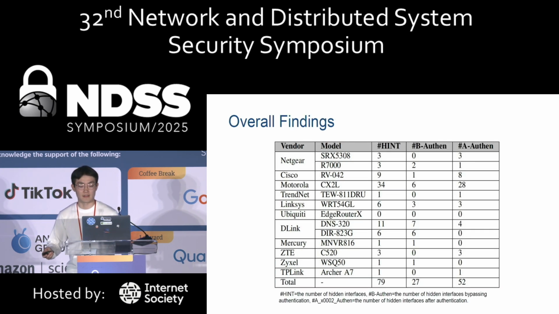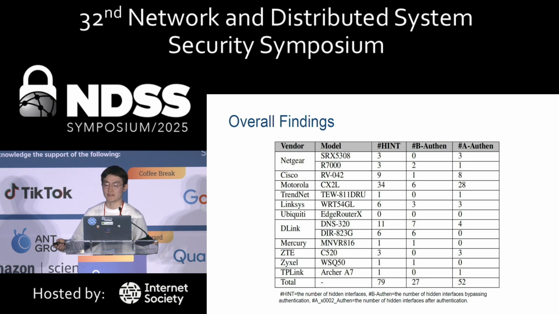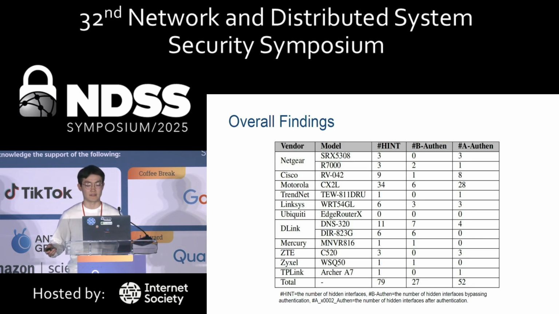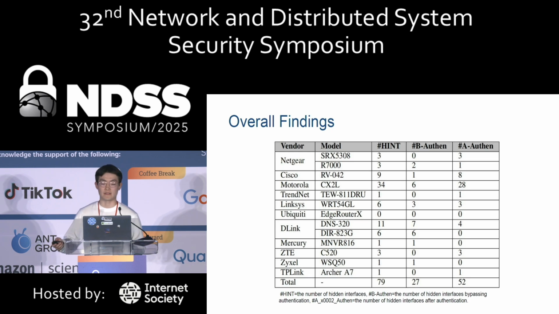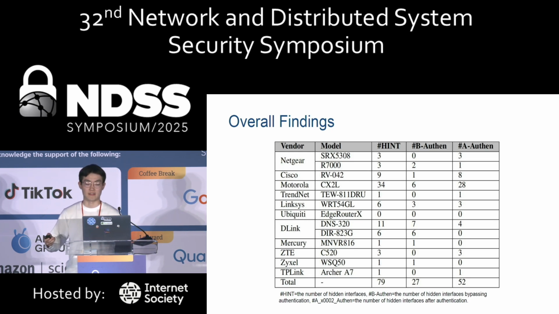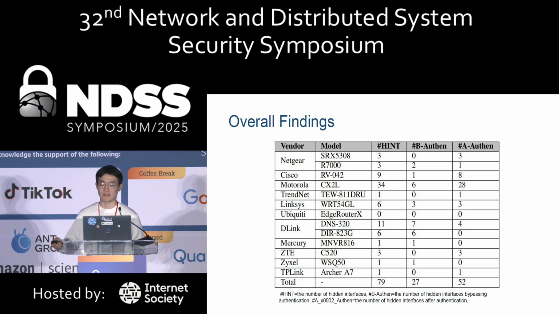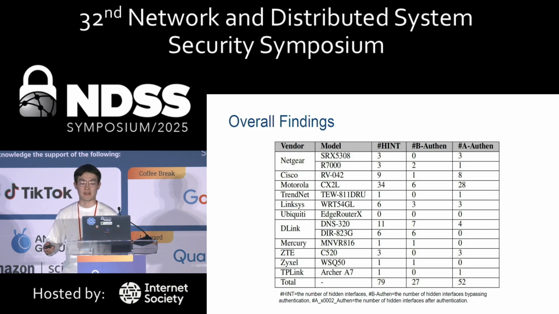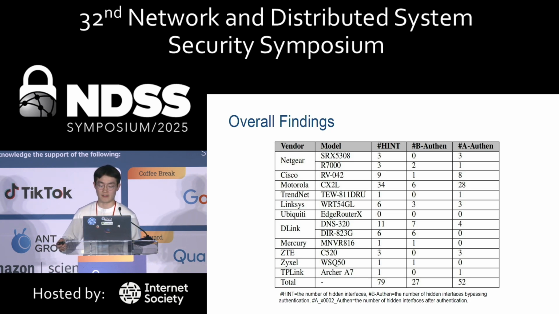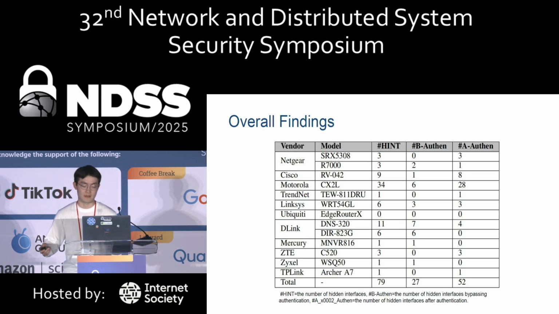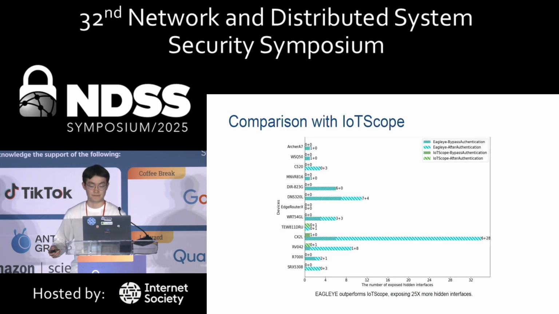EAGLEYE identified 79 hidden interfaces across the tested devices, with 27 bypassing authentication and 52 accessible after authentication. Over 19% of the devices have hidden interfaces, and over 60% have unauthenticated interfaces. Hidden interfaces after authentication were more common, approximately twice the number of those bypassing authentication.